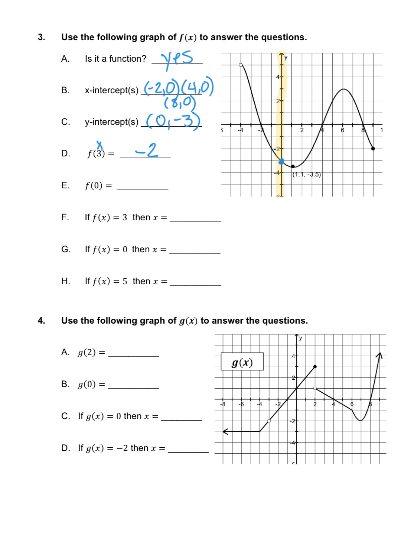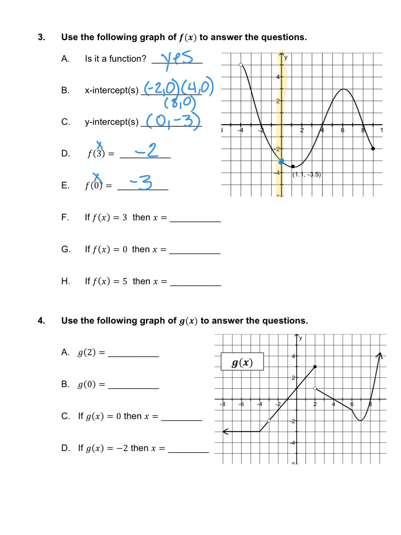What happens if we put in 0 for x? What will our y be? Well, let's put in 0 for our x. Here's our 0. What would our y be? It would be right down there at -3. So let's go ahead and put -3.